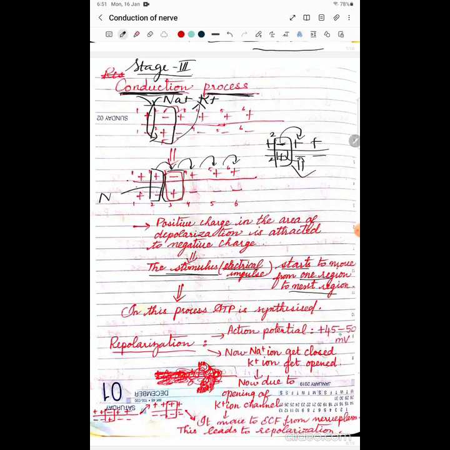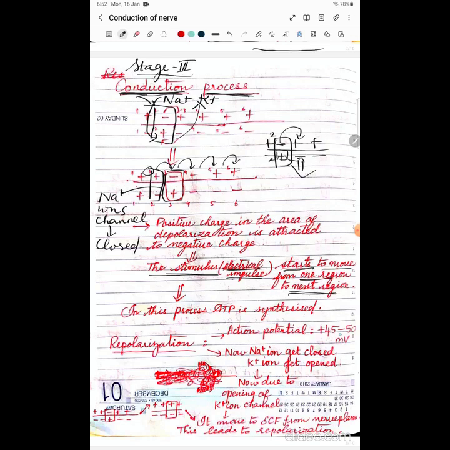So now here during this process, the Na plus ion gateway, the Na plus ion channel will get closed, and automatically in this process the stimulus, that is the electric impulse, starts to move from one region to the next region. That is, this stimulus is moving from the second region to the third region.